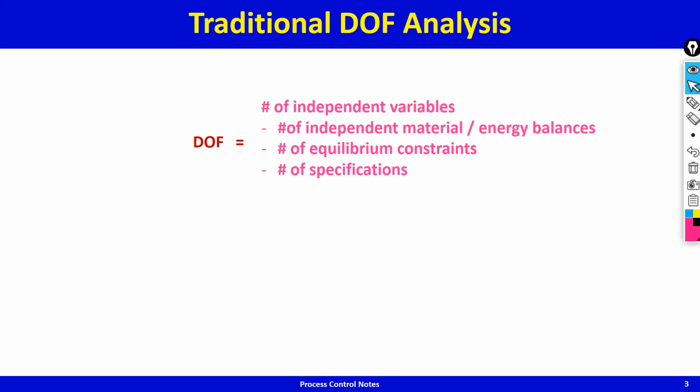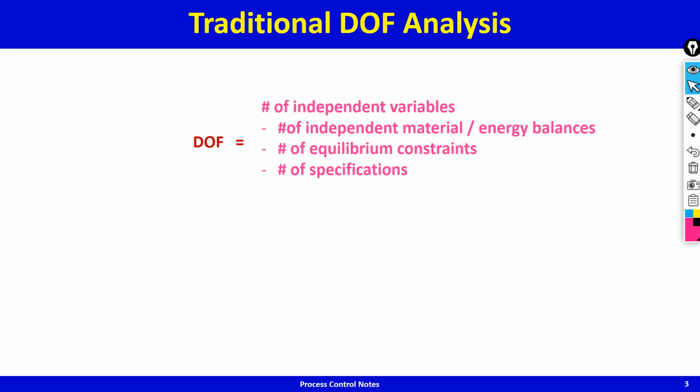And traditional degree of freedom analysis is typically done in this way. You count the number of independent variables, and then you subtract out the number of independent material and energy balances, the number of equilibrium constraints, and equilibrium could be mechanical, thermal, or phase, or even reaction. And then you also take out the number of specifications that are given, and that gives you the degree of freedom of the process under consideration.